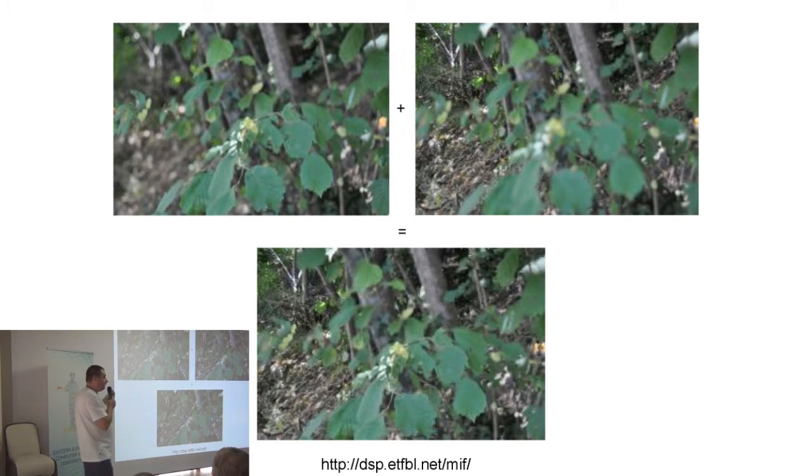For example, like on this image from the test set, we can get it at this URL. We have one image with unfocused leaves, the second image is focused on the foreground, and we have the result image, all focused.